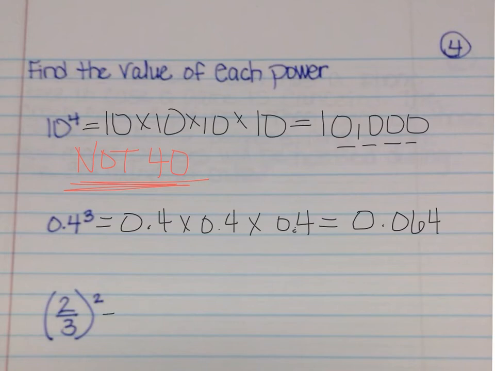Okay, we have one more. 2/3 squared. So we have 2/3 times 2/3. So 2 times 2 is 4. 3 times 3 is 9. So 2/3 squared is 4/9.